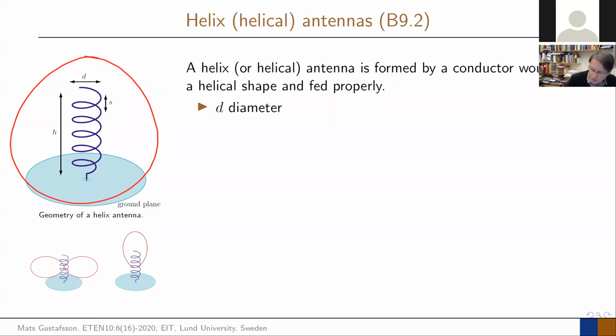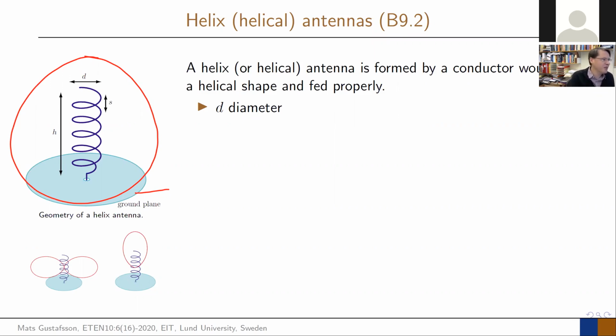You need to put it, or you almost always put it, above a ground plane. It doesn't have to be a really large ground plane, but in most cases you put it above a ground plane and you feed it from below with a coaxial cable. That is a helix antenna. Extremely simple to build, an extremely good antenna. So that is our helix.